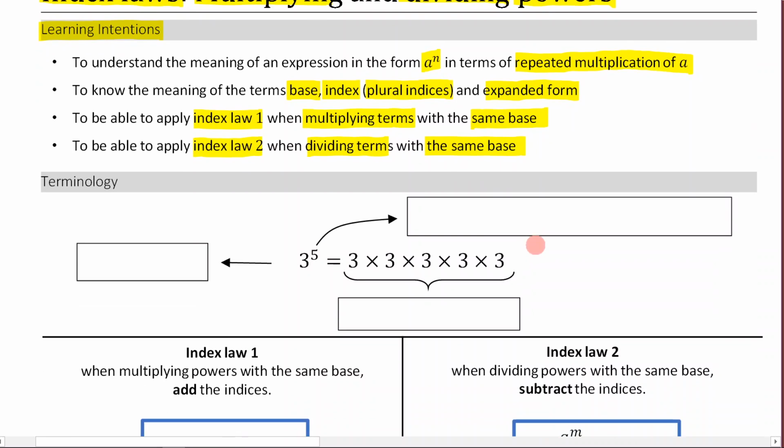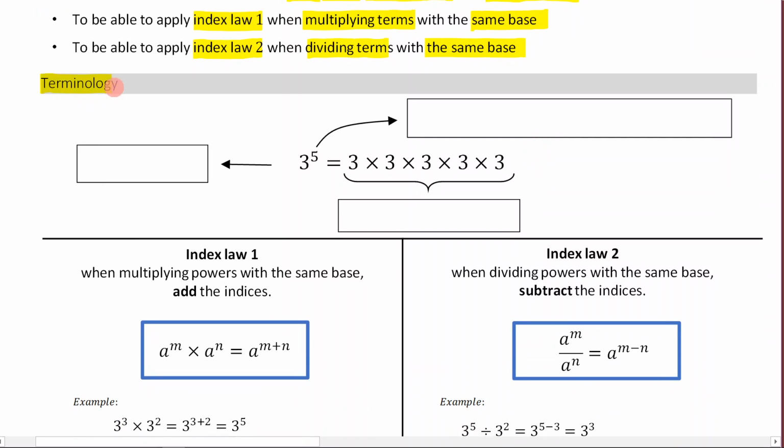Okay, so before we go on, let's just go through a little bit of terminology first. So here we have 3 raised to the power of 5. Now this 3 is what we call the base. This 5 goes by many names. We call it a power. We can also call it an exponent. And lastly, we can call it an index as well. So those are the 3 names that a power, exponent, and index are all what we call that 5.